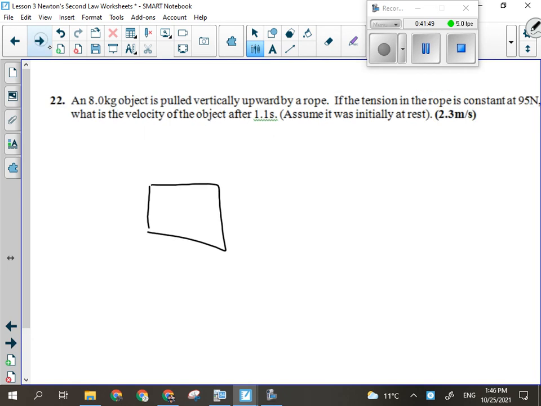22. An object's being pulled vertically upward by a rope. Tension in the rope is 95 newtons, and it's an 8 kilogram object. What other force is acting here? So you got to calculate that, then you got your net force. This minus that.